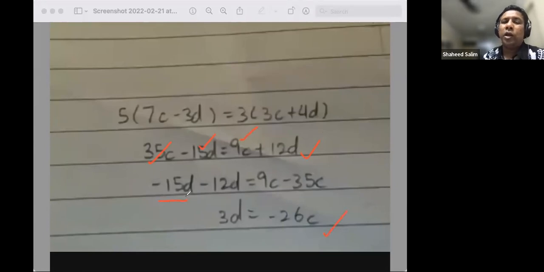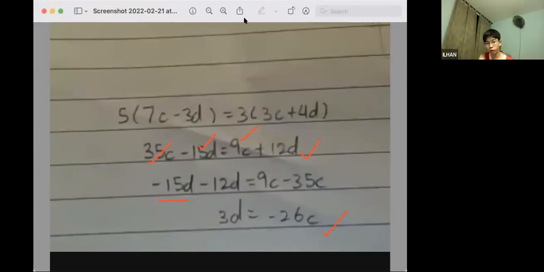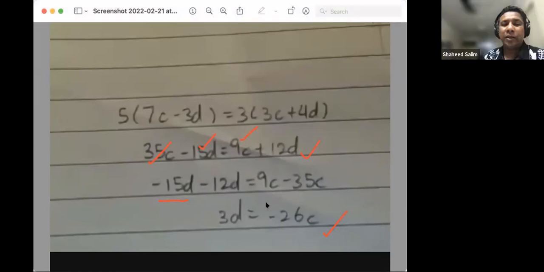You owe $15 to your mother. You owe $12 to your father. Now suddenly you say you got $3. Unfair. It equals to negative 27D.